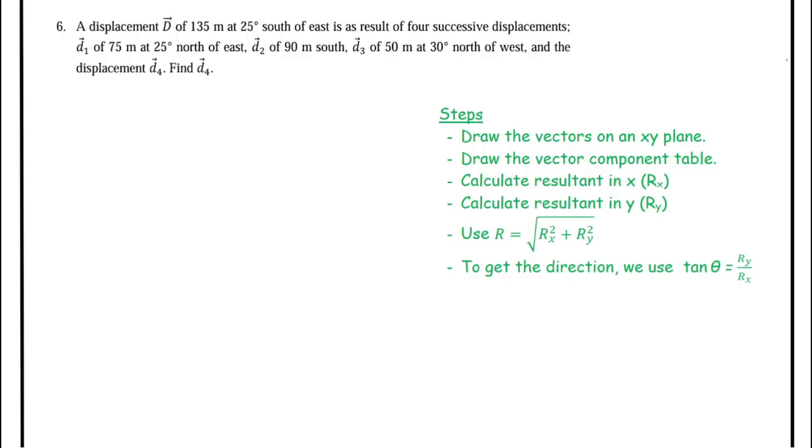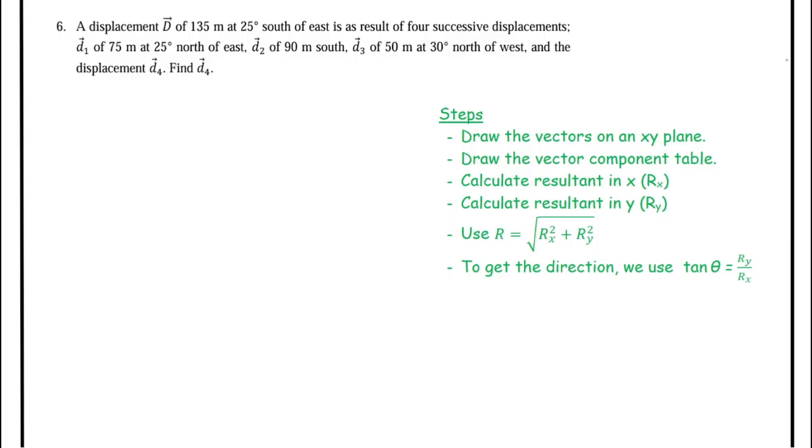We are still looking at the vector component method of vector addition. Today's problem reads: a displacement d of 135 meters at 25 degrees south of east is the result of 4 successive displacements. The first is d1 of 75 meters at 25 degrees north of east, d2 of 90 meters south, d3 of 50 meters at 30 degrees north of west, and the displacement d4. Find d4.